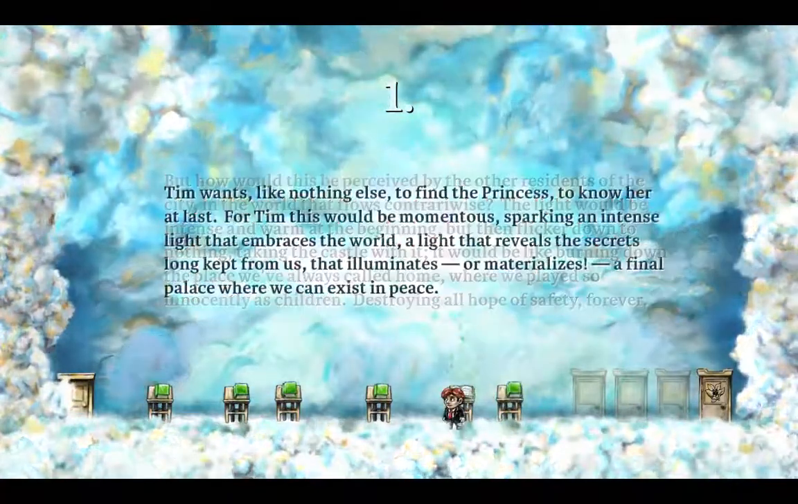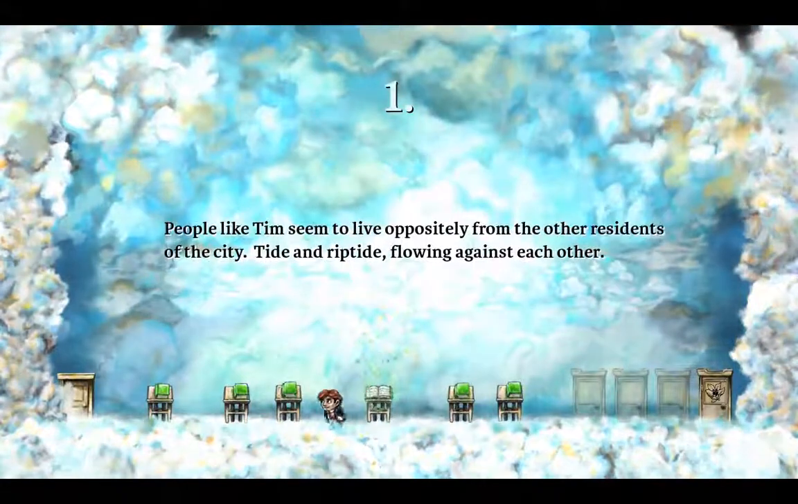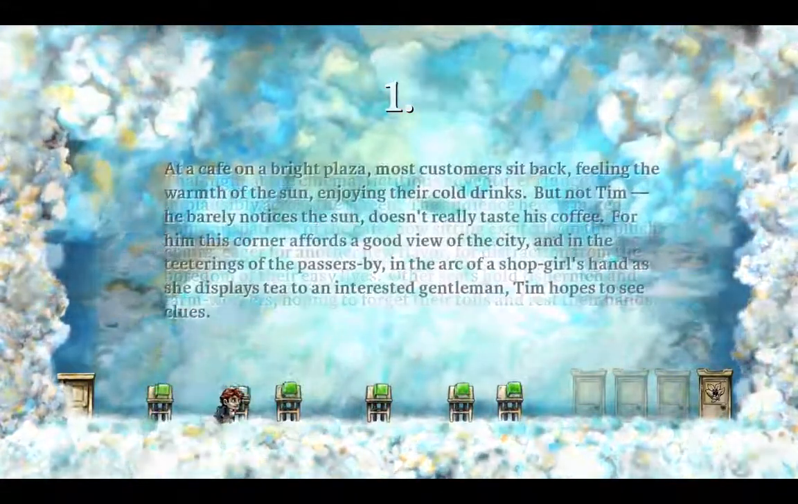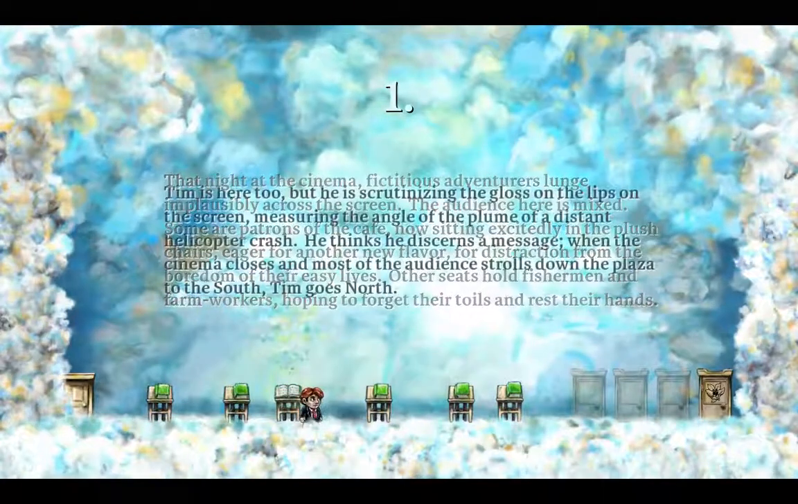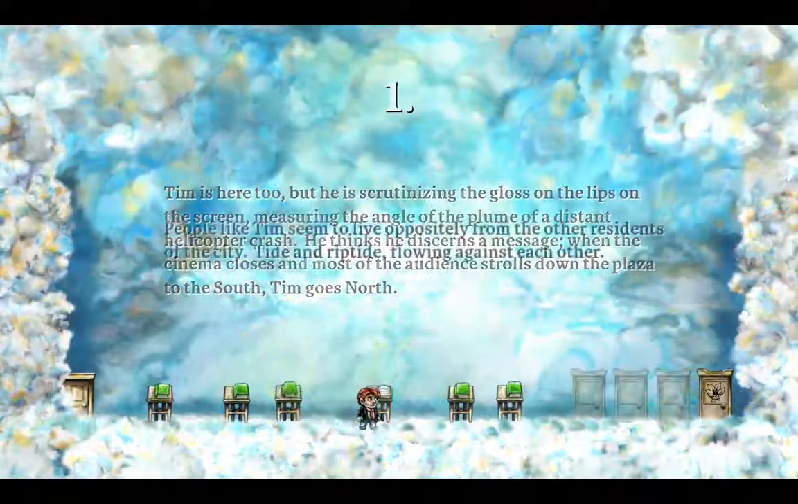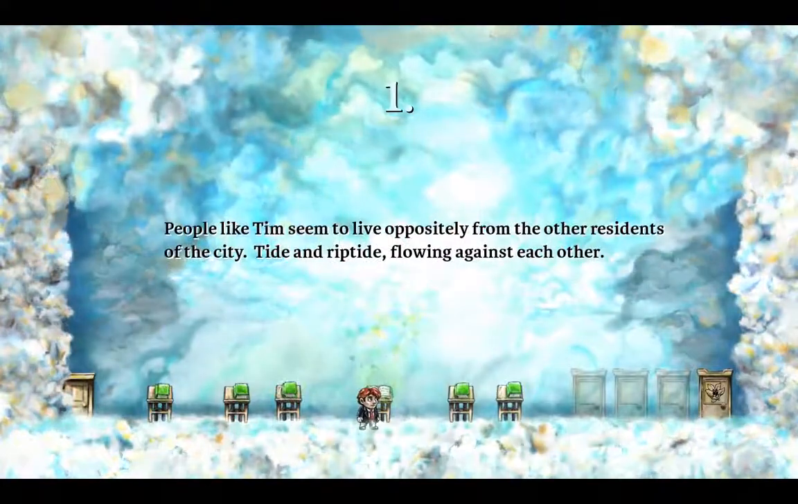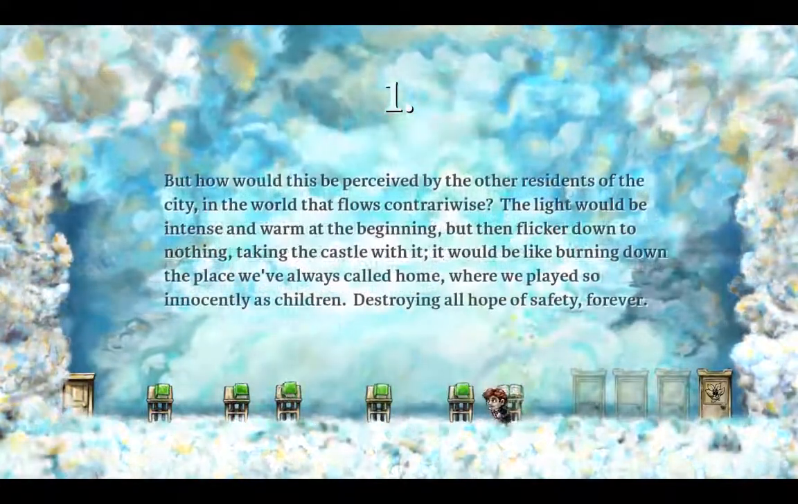So this is not the same story as the 5 previous chapters. He's kind of sitting around the city with other people, but he's thinking of something else, and he's thinking of light.